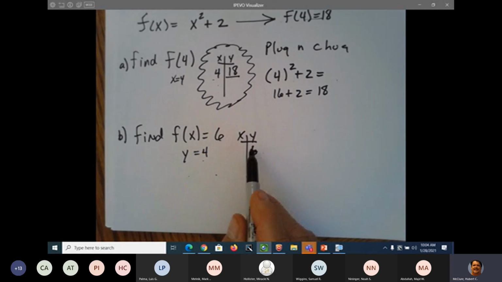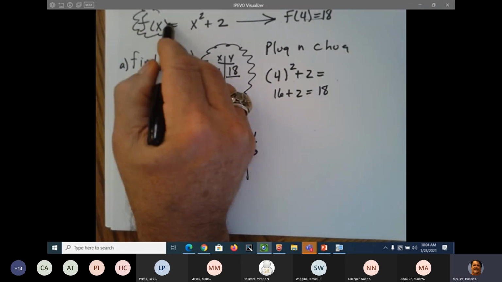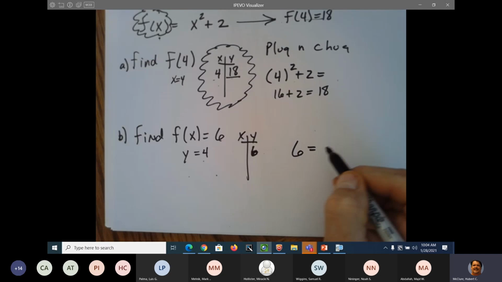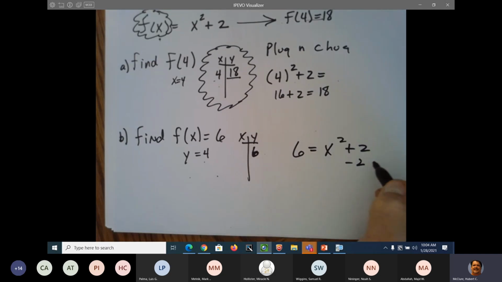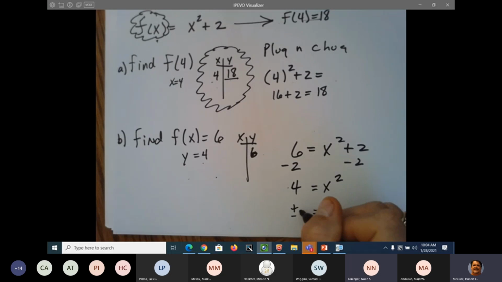What does this mean? Well, this means that y is equal to 6. So this is the same thing as y. So 6 is equal to x squared plus 2. Minus 2, minus 2. x squared is equal to 4. x is equal to positive or negative 2.